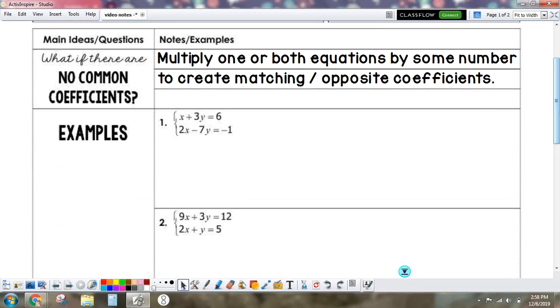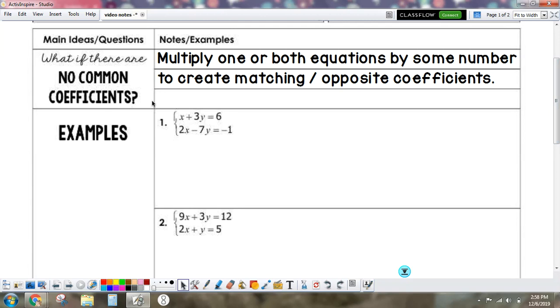The first example, we have x plus 3y equals 6, 2x minus 7y equals negative 1. So very clearly, we do not have common coefficients here. Now, you want to look for the easiest way to make common coefficients. So it may not be the best to pick the 3 and the 7, the y's, because that's a little more difficult to create a common coefficient with. Now, it can be done. It'll just make you have bigger numbers. So you want to try and pick the one that's the easiest.